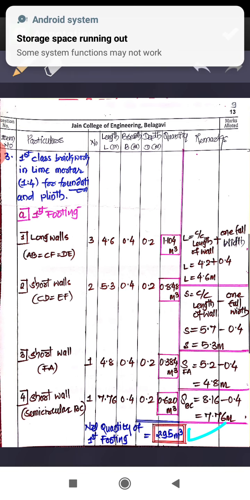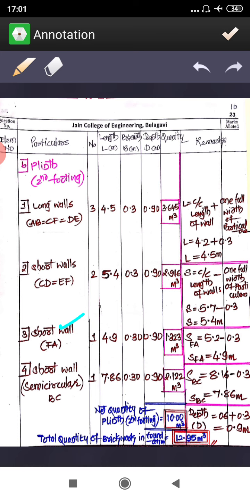The remaining last short wall is your BC short wall. Now this BC short wall, that length I have shown you here, that is 8.16 minus 0.3, it is 7.86 meters. So 7.86 meter into 0.3 into 0.9. So you'll be having the quantity of 2.122 meter cube.